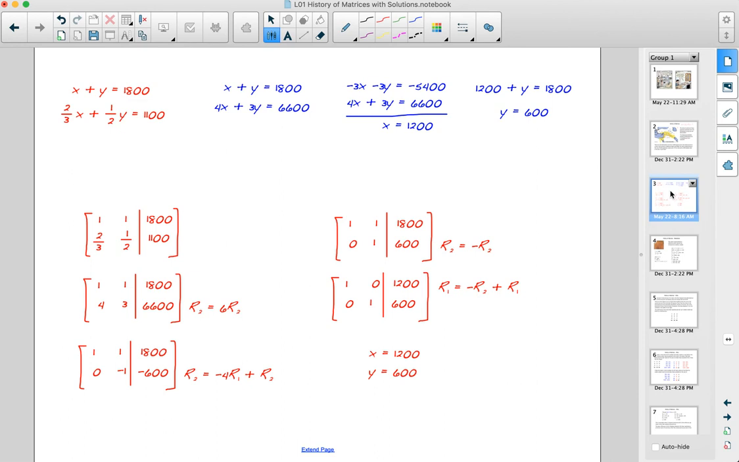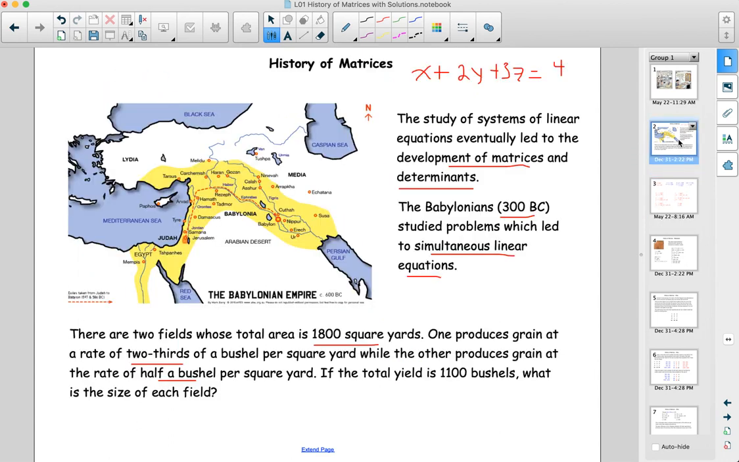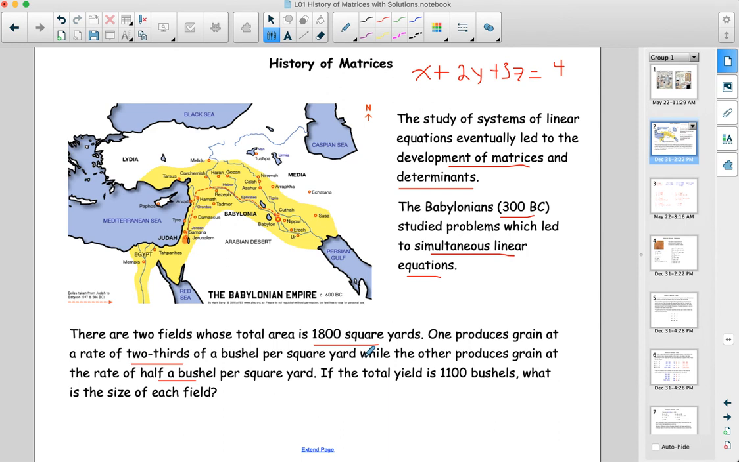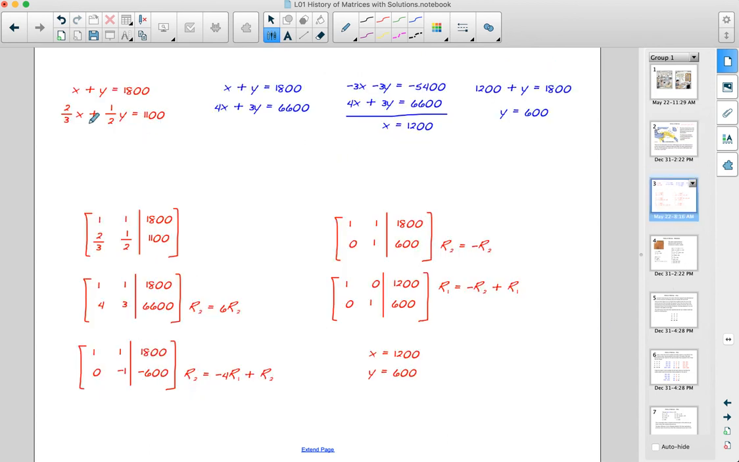Taking this up and looking at some potential solutions. First thing we would do, we have an equation based on the total size of the fields. Altogether, it was 1,800 square yards. They were measuring in square yards. So x plus y is 1,800. And then we had the other equation based on production. How much grain can you produce in terms of bushels? So 2/3 times x plus 1/2 times y is equal to 1,100.